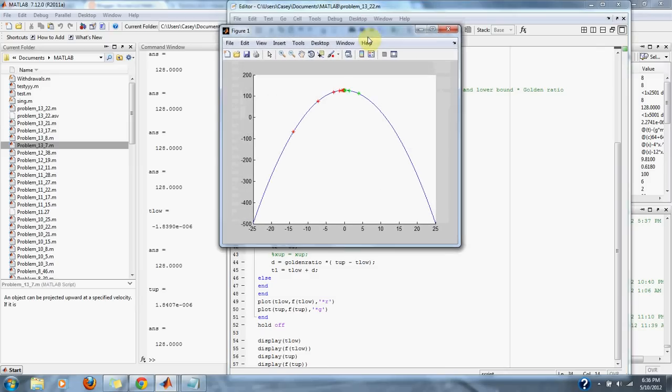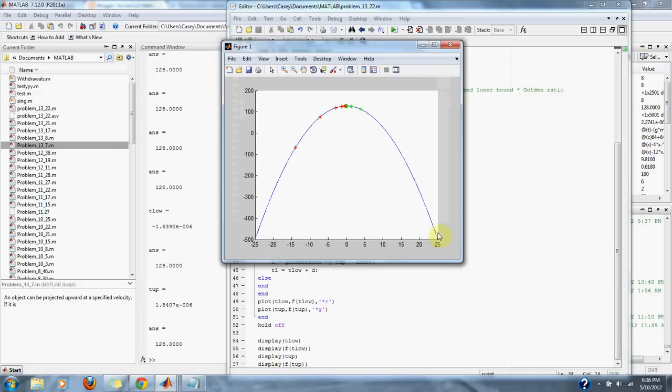So here is our graph, or our parabolic graph, and here are our estimates to our maximum. Our lower bound is in red, our upper bound is in green. And so, since we set the equation to 0, our maximum is at 0, and so our lower and upper estimates are approximately at 0, and the maximum is at 128.